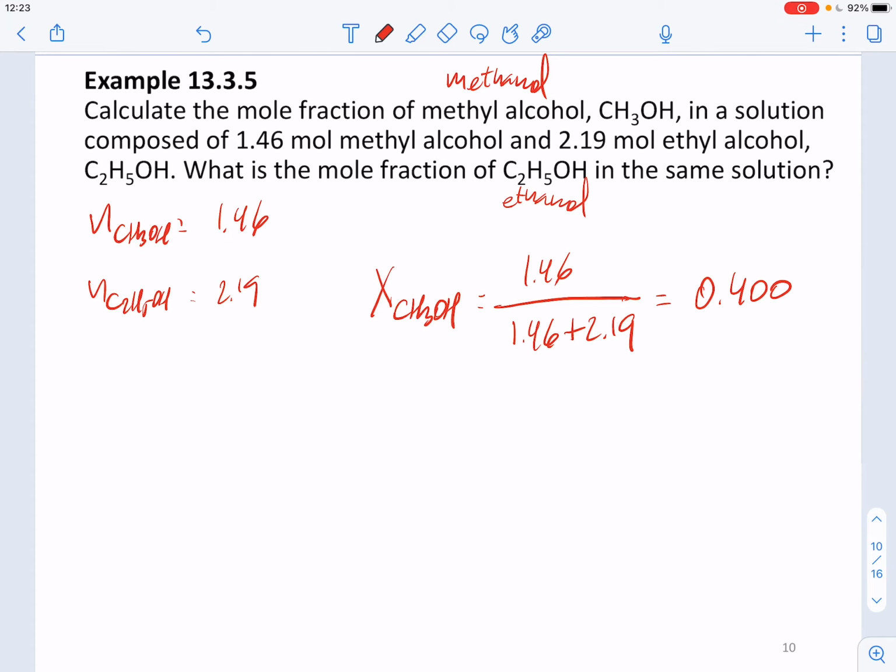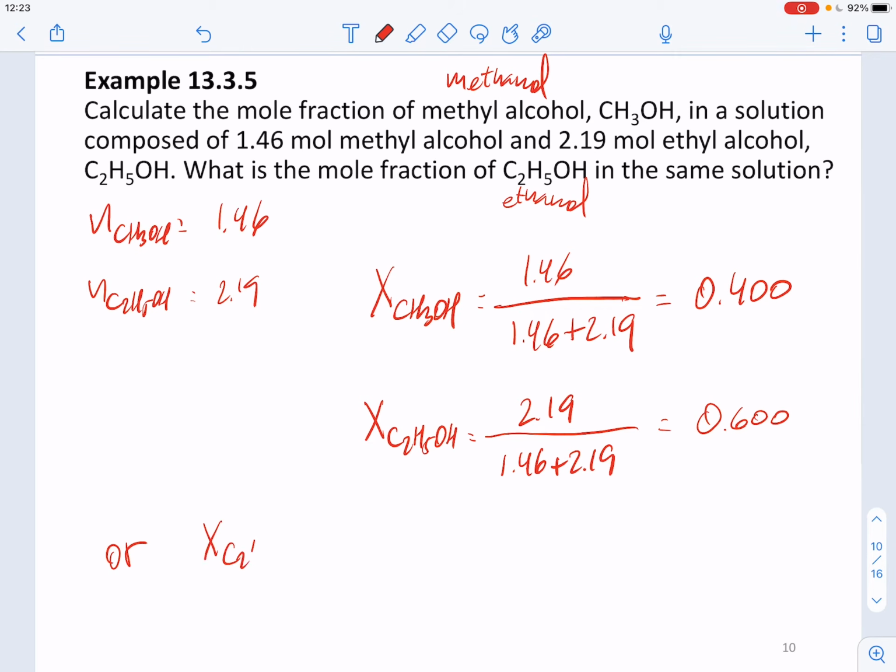0.400, sorry. And for the next one, you can do it in one of two ways. You can say that the mole fraction of ethanol is equal to 219 divided by 146 plus 219, which is going to be 0.600. Or you can say that the mole fraction of ethanol is equal to 1 minus the mole fraction of methanol, which is 1 minus 0.400, equal to 0.600. It's up to you how you're going to do it. You are going to obtain the same result.